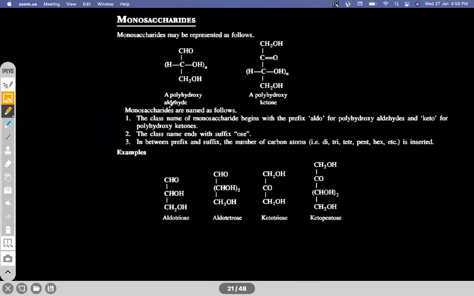Monosaccharides, you see, are polyhydroxy aldehydes or ketones, like I said. Polyhydroxy means a larger number of hydroxy groups is present, but if the primary functional group is aldehyde, it is a polyhydroxyaldehyde, and if the primary functional group is ketone, it is a polyhydroxyketone. So what is the possible value of n here? Could you tell me? The number of carbon atoms here.